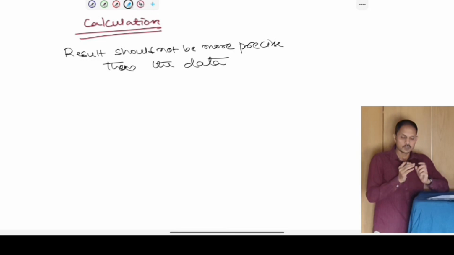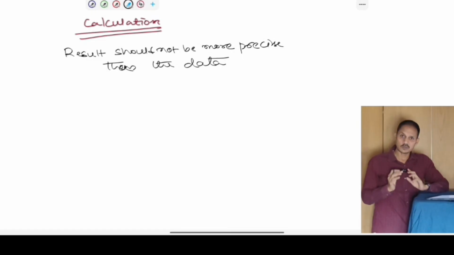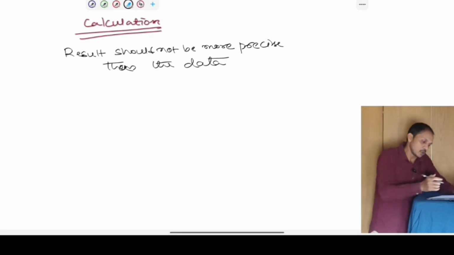So if we're using two numbers with some precision, like 3 significants and 3 significants, the answer should have either 3 significants or less than that. It should not have more than the data. That means when the data has some accuracy, the result cannot be more accurate. When you multiply two numbers with some error, the result will definitely have a much bigger error, not a smaller error, right? So that is the main theme behind these rules. Okay, now let us start.